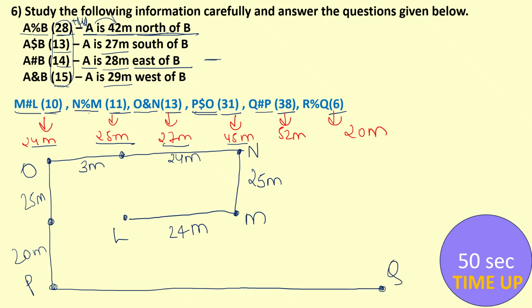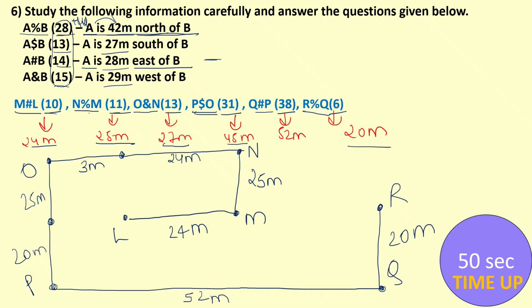Q is here. This is your 52 meter. Next, R% Q is 20 meter. R% Q means R is to the north of Q. So, here I draw R, which is 20 meter. Understood? See how the question is framed here, correct? If you understand the logic, you can solve.